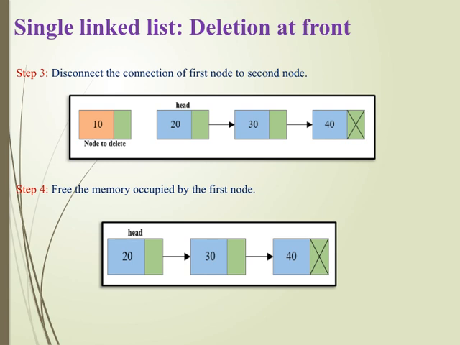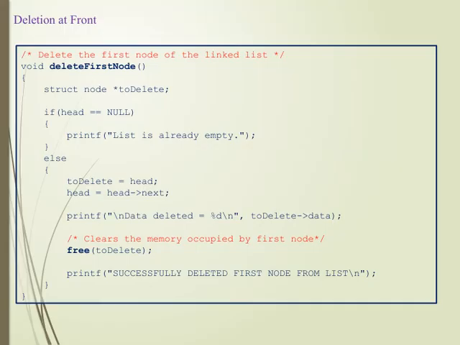By understanding these steps, we're effectively managing how nodes are removed from the list, which ties back to our overall theme of efficient list management and memory handling in data structures. Let's take a look at how we delete the first node from a linked list. The function is called delete first node.